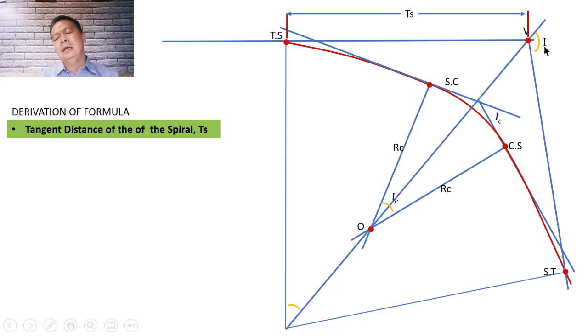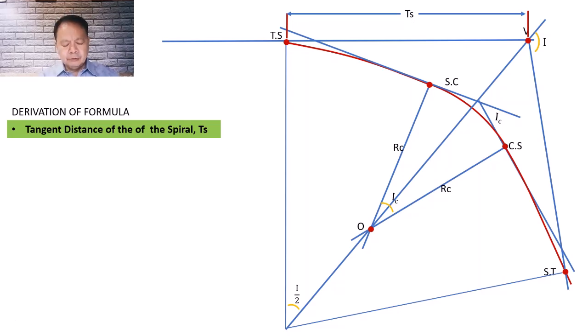This total deflection angle, if this is I, therefore this angle will be equal to I over 2. You might be asking, bakit ko in-establish yan? Kasi later on, gagamitin natin yung angle na yan para ma-establish itong tangent distance na ito.